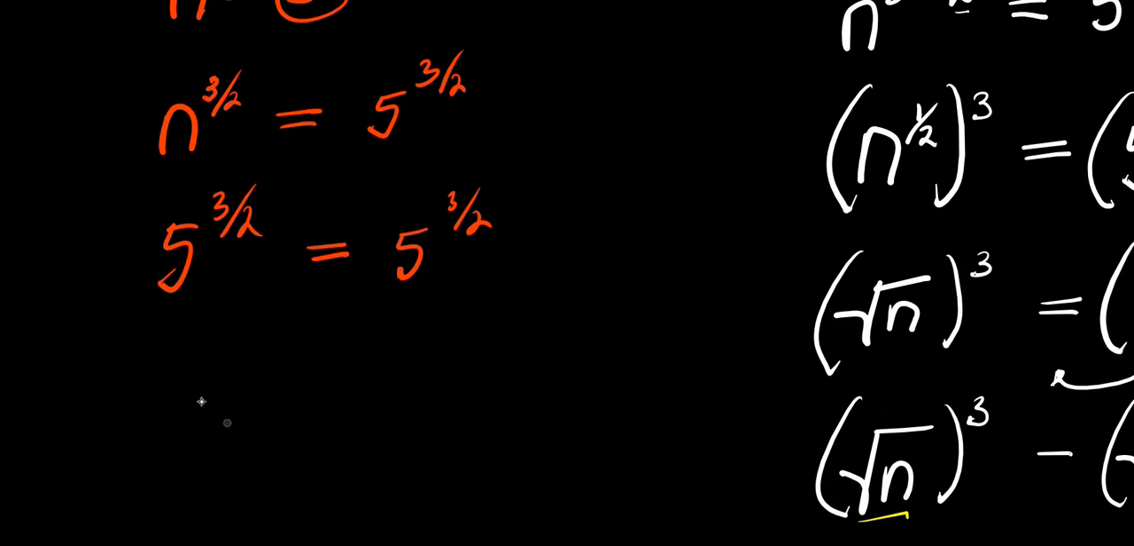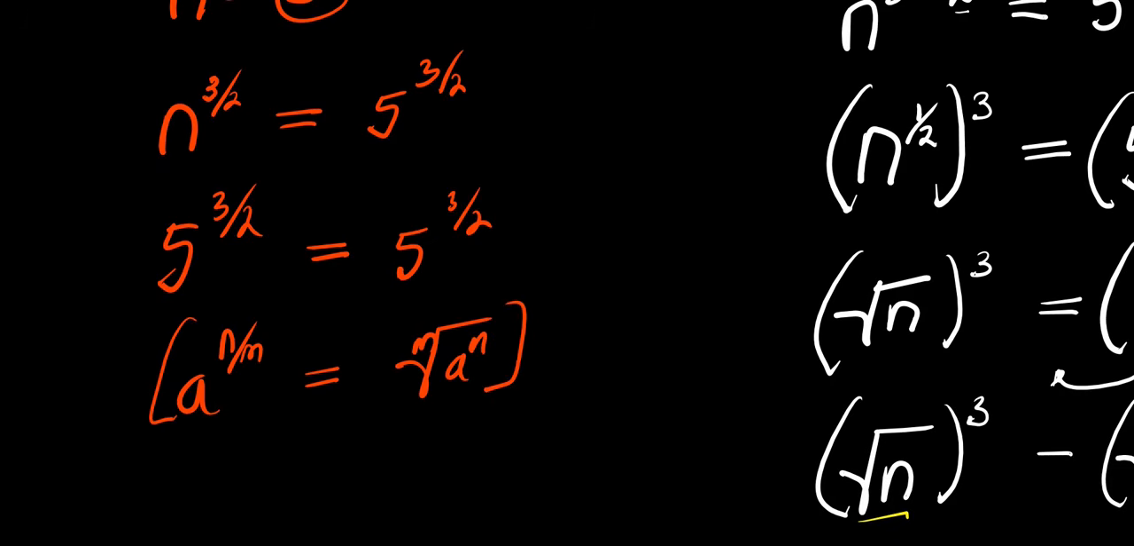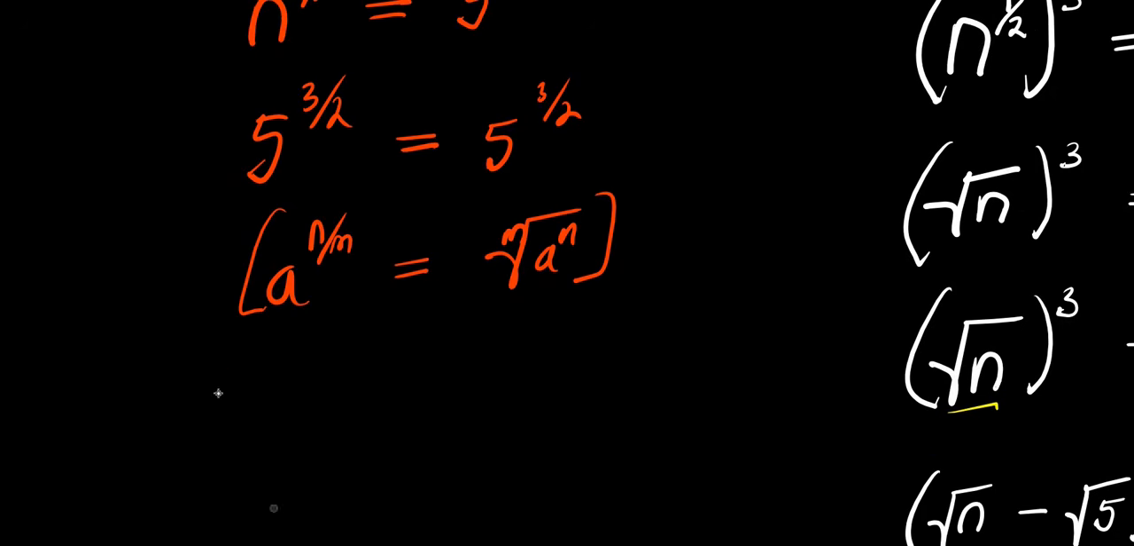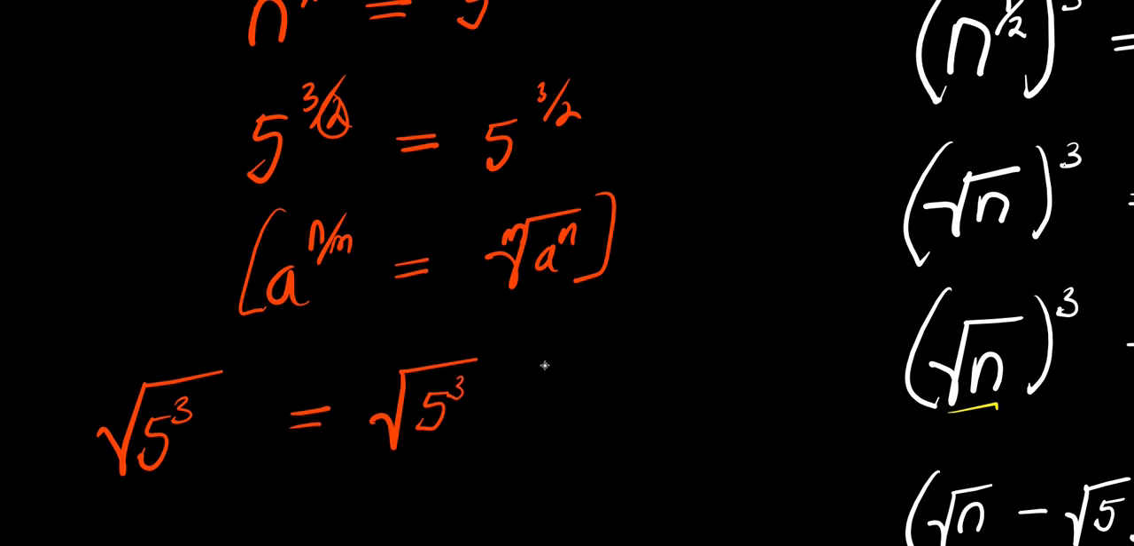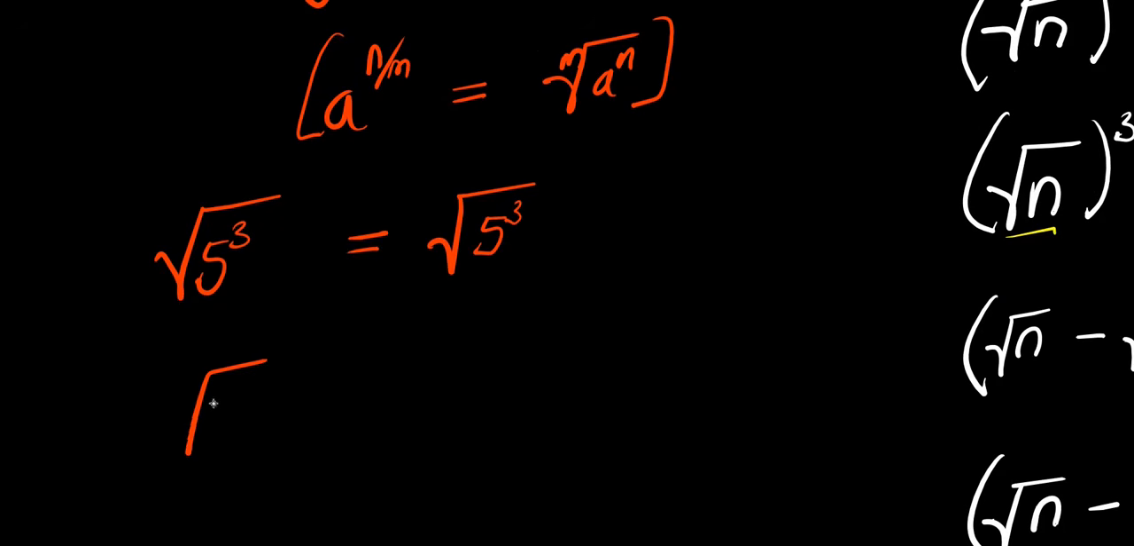Now, if you have a power m over n equals the nth root of a power m. So right now, you have square root of 5 to the power of 3. Remember, the square root represents the 2. Equals square root of 5 power 3. So this is square root of 125 equals square root of 125. This and this are now the same.